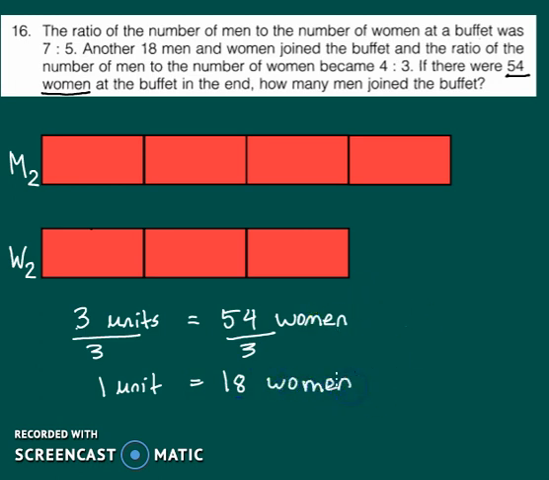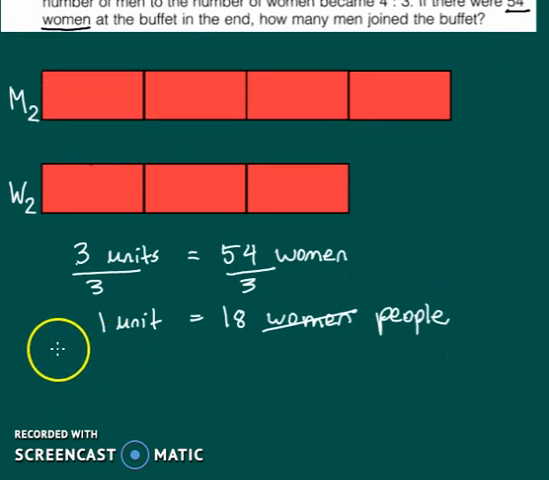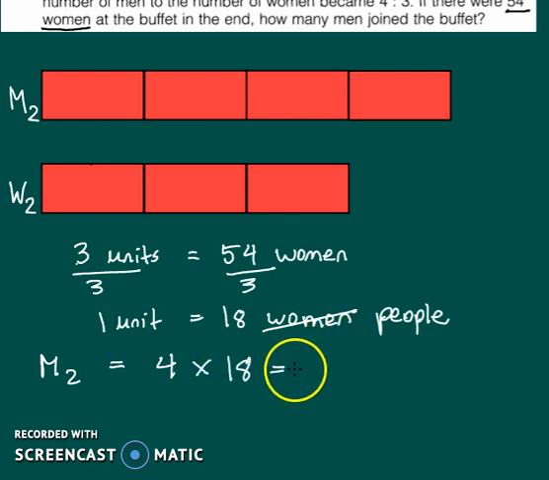But we can also just say people, because essentially the units just represent people, and we're just told that 3 represent women, there are 4 of men. So 18 people in 1 unit. That means we can also find out how many men there were at the end. 4 units of men, each unit containing 18 people. That comes to 72 men.